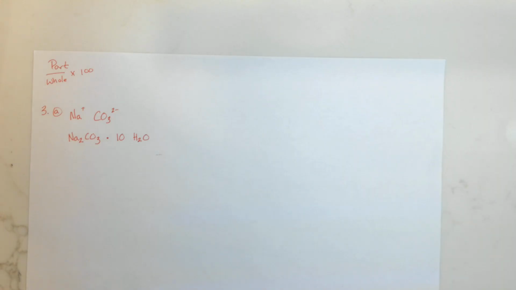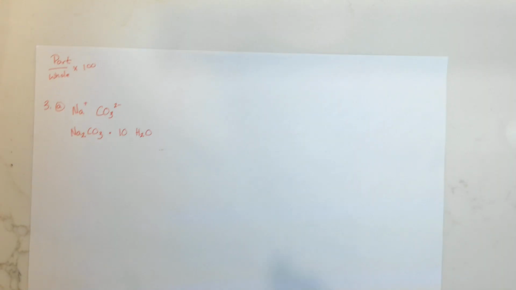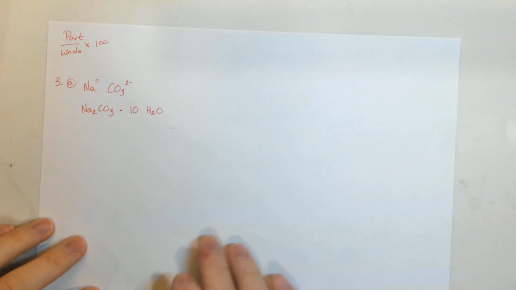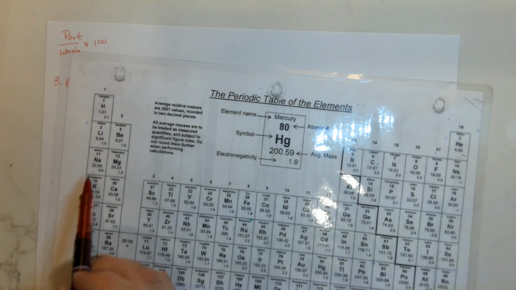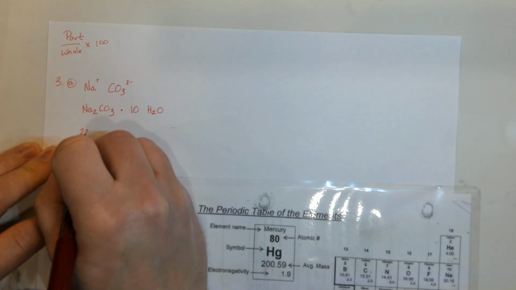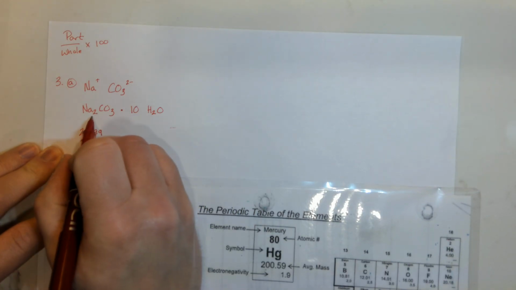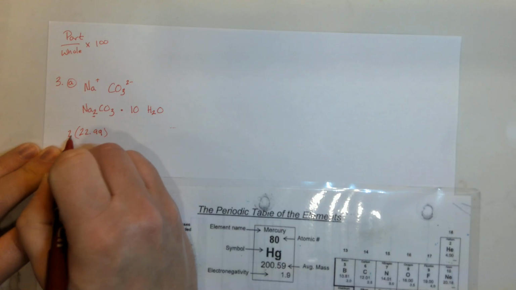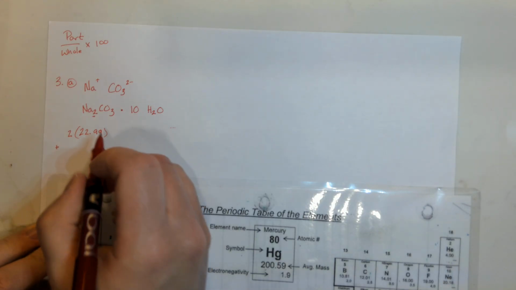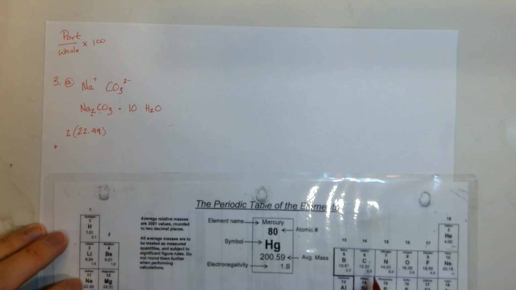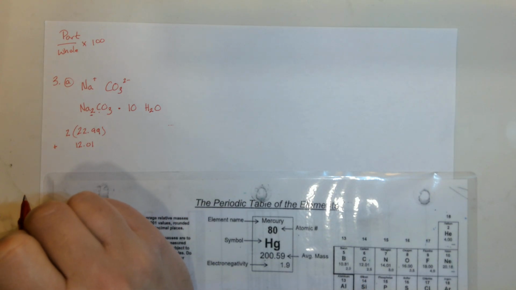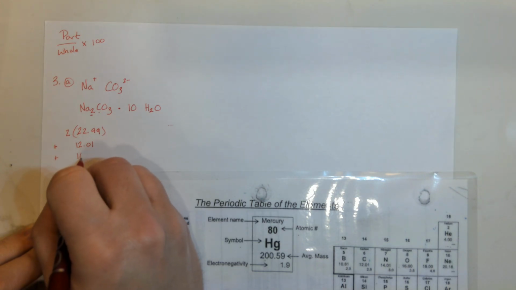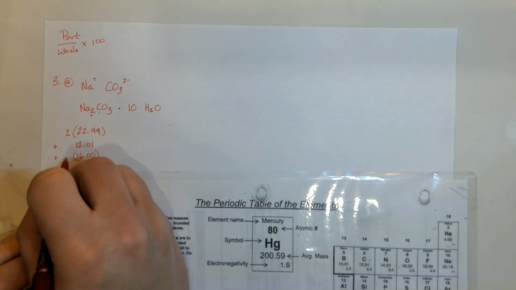Great. So the first thing we're going to do is find the molar mass of this whole thing. Molar mass of the whole thing. So the molar mass of sodium can be found on our periodic table, right? It's right here, 22.99. So we'll do that, 22.99. And now we have 2 of them, so multiply that by 2. Then we'll add the molar mass of carbon, which is over here, 12.01. And there's only 1 of them. And then we'll add the molar mass of oxygen, which is 16.00, and we have 3 of them.